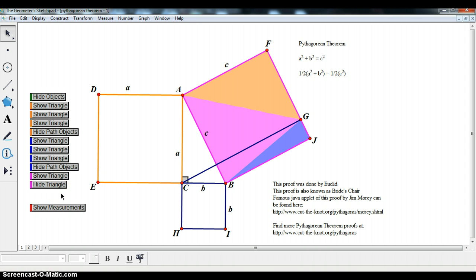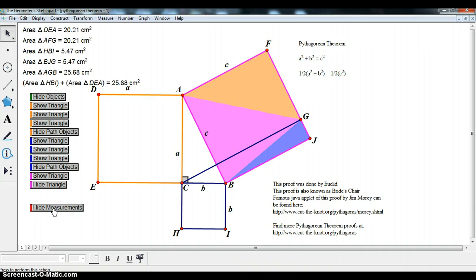Now, we have shown that the 1/2 a squared plus 1/2 b squared is equal to 1/2 of this area here, because we were able to put in the 1/2 c squared to fill it up, because 1/2 plus 1/2 equals 1 whole. So, let me show you just some quick measurements. Magic. Alright, so just so we don't get too distracted, we're going to show our original two triangles.